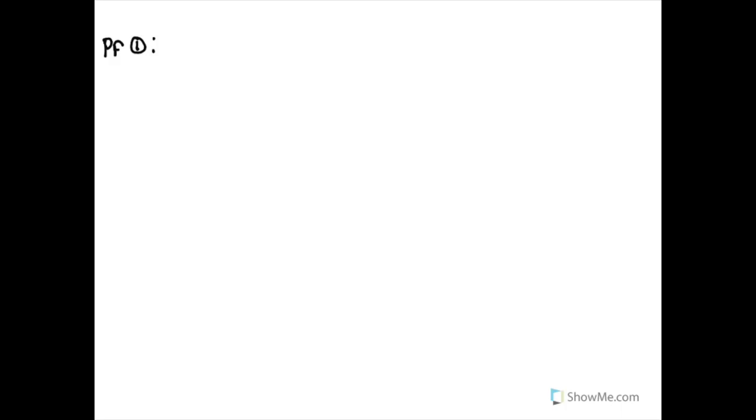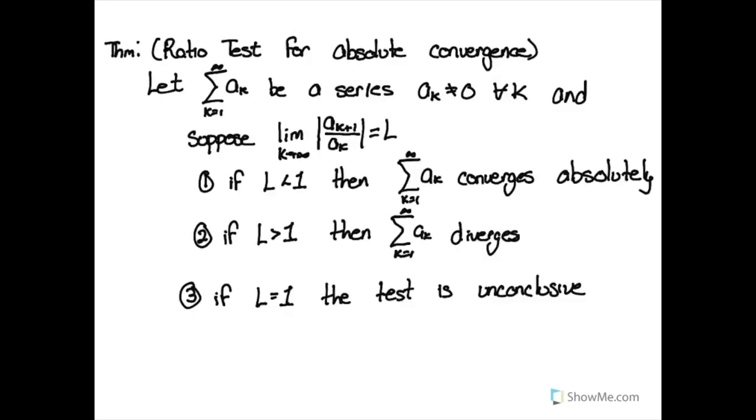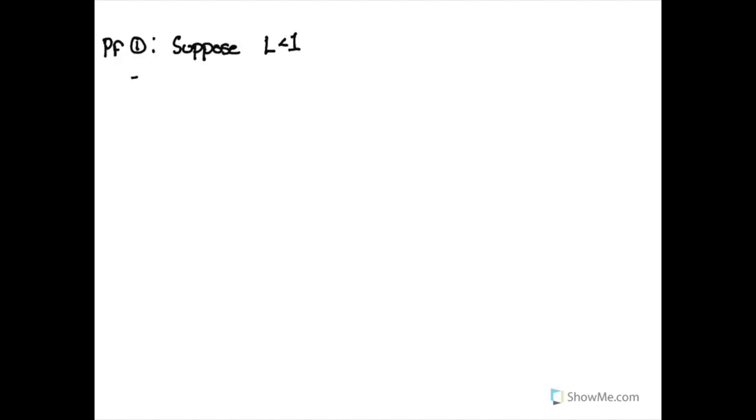Right. So suppose L is less than 1. So if L is less than 1, what we want to show is that the series is absolutely convergent, which by definition means we want to show that the series of |a_k|, k equals 1 to infinity, is convergent. So this is what we want to show.